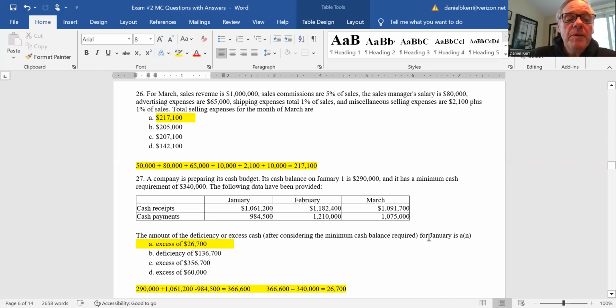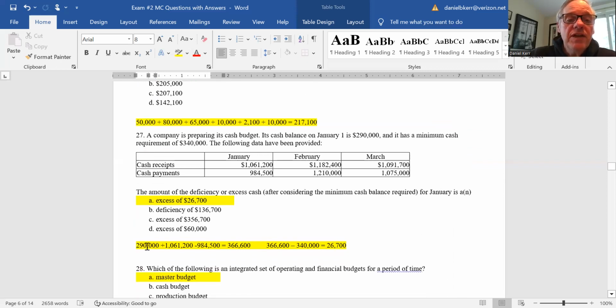Okay, so the beginning cash for January is 290,000. You got 1,061,200 worth of receipts. You got 984,500 worth of payments. So you're going to have a cash balance at the end of January of 366.6. And the minimum cash balance the company wants to maintain is 340,000. So 366 minus 340. So they're going to have excess cash over and above the amount required of 26,700. So answer there A.